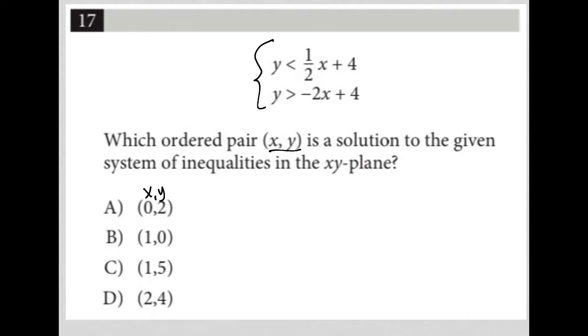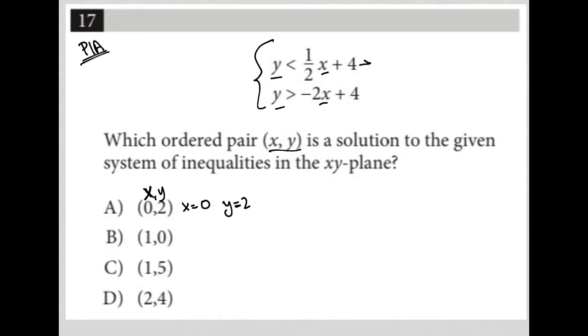The first one, which may not be as obvious, is plug-in answers. Right, so the plug-in answer strategy works whenever the question contains variables, but the answer choices represent values for those variables. So what I mean by that is answer choice A, for instance, is telling us that x equals 0 and y equals 2 should give us some true statements from our inequalities, and I can actually test that, right?